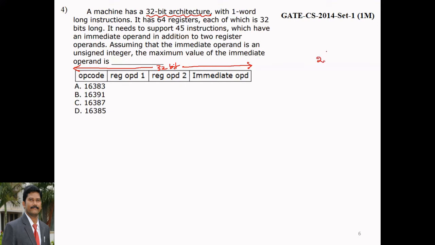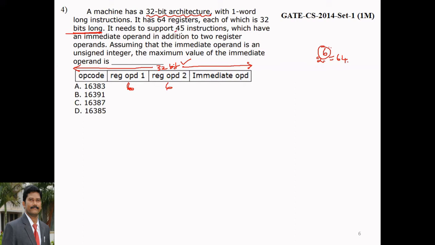How many address lines are required to select one of the registers? 2 power 6 equals 64. So a 6-bit address field is needed for register operand 1. This is 6 bits, and this is also 6 bits. Each register is 32 bits long, because it's already given.